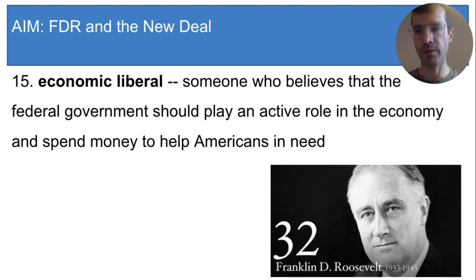Economic liberals don't buy into the idea of rugged individualism. They believe that the government should play an active role in the economy and spend money to help Americans in need. Roosevelt promised that if he was elected, the federal government would provide assistance to struggling Americans.